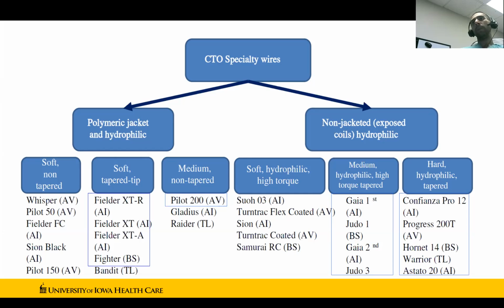Then I tend to use a medium non-tapered wire, which is the Pilot 200. That's my choice of wire. For antegrade wire escalation for controlled torque, I use the Gaia and the Judo family. And then you need to know when to use very hard hydrophilic tapered wires like the Confianza or the Hornet or the Ultimate. Those are the three wires out of the ones that I've highlighted that I use personally at the university. And those, again, are kind of last resort, and you need to know where they're going because they're very hard, high gram tip load wires that can penetrate and perforate the vessel if you don't know your direction where you need to be pointing them.